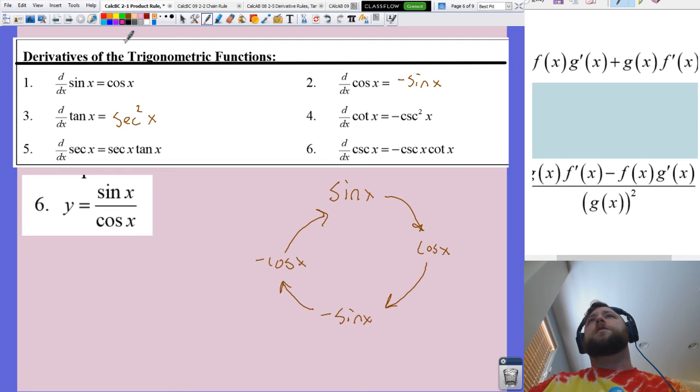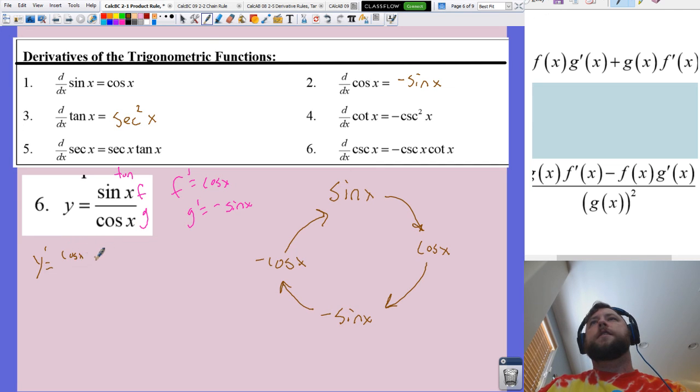So let's say I want to do this problem, y is sine of x over cosine of x, which you might know is the same thing as tangent. But let's say I don't know this rule. I want to use my quotient rule, and that's f and g. So my f prime would be cosine of x, and g prime would be negative sine of x. Using my quotient rule, I get y prime equals cosine of x times cosine of x minus regular f, sine of x, times negative sine of x, all over cosine squared of x.